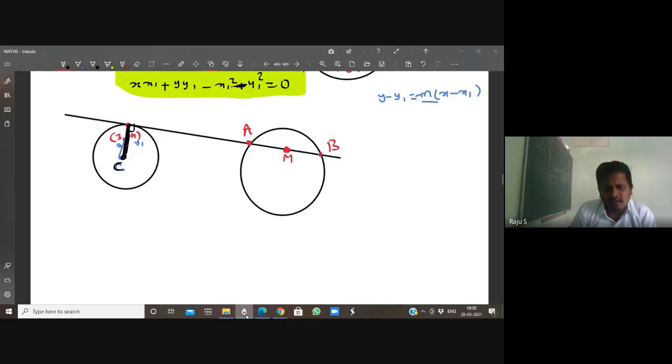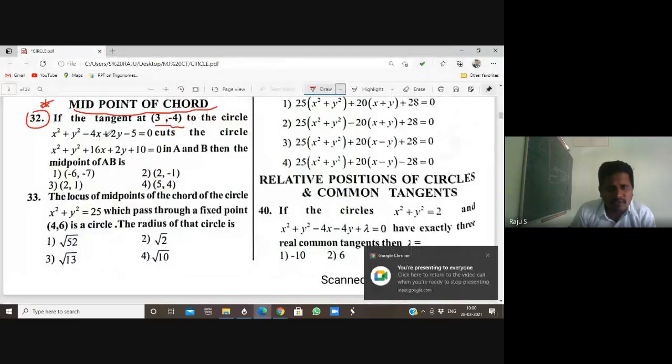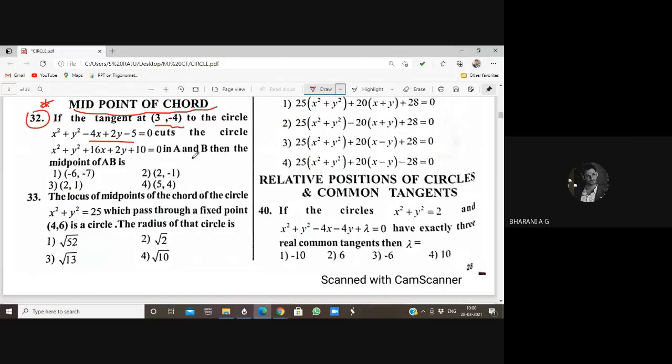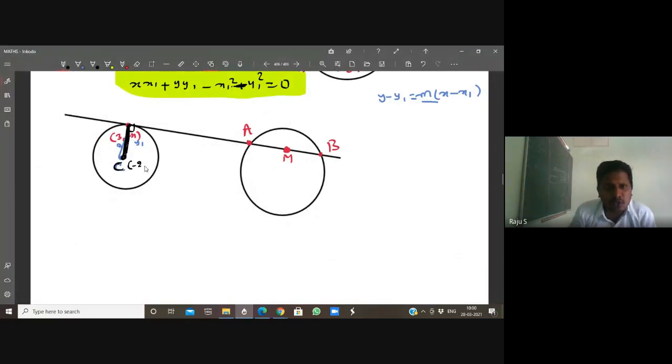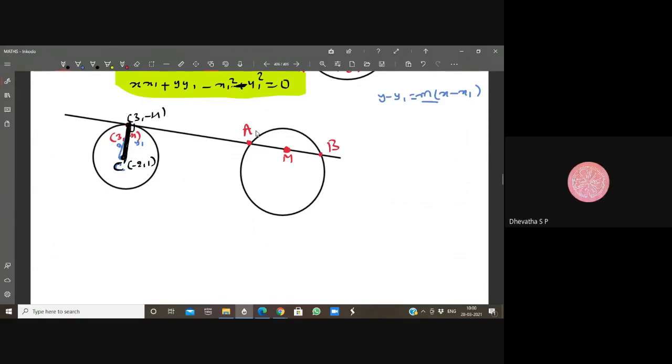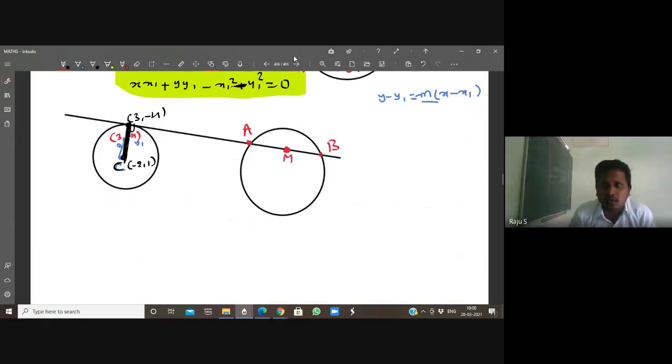What is the center of the first circle? 2 comma minus 1. Exactly, 2 comma minus 1. Very clear. And what is this point here? 3 comma minus 4, right? The center is 2 comma minus 1, and already they have given 3 comma minus 4.